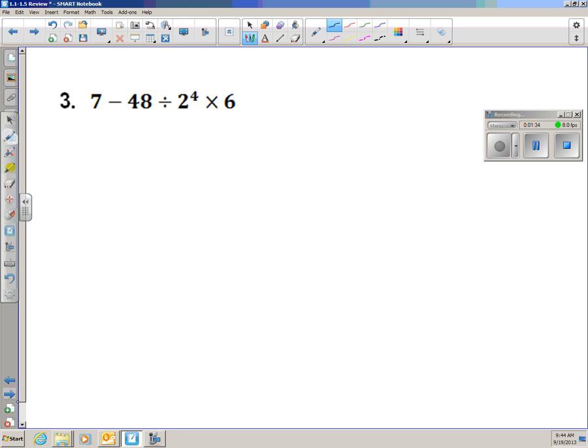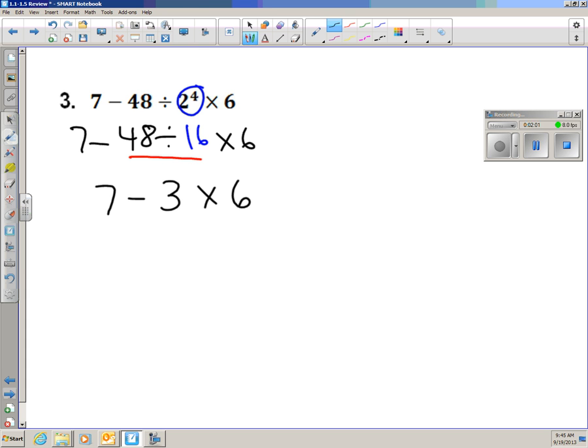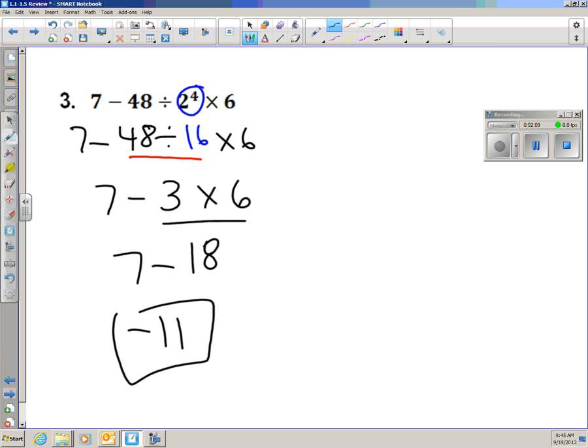The next problem. I'm going to do my exponents first. I'm going to work right here. 2 to the 4th power, I know, is 16. What I did not use was 7 minus 48 divided by and times 6. I now need to do my division because it comes first in order from left to right. 48 divided by 16 is 3. 7 minus 3 times 6. Multiplication comes first. 7 minus 18. The answer, -11.